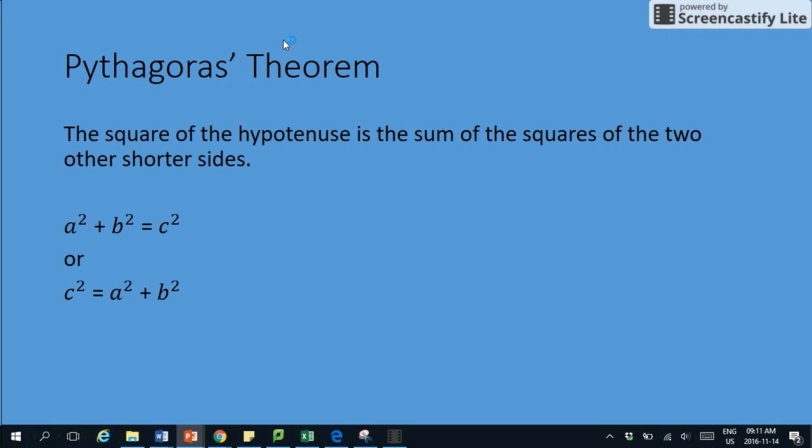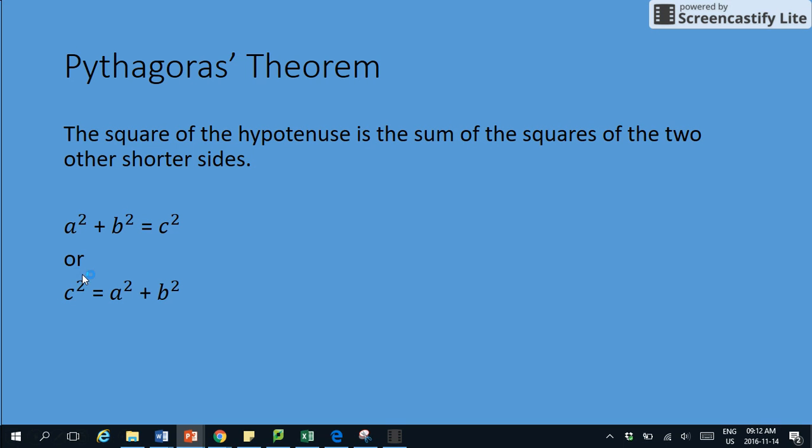Then we're going to move on to the Pythagoras Theorem. So the square of the hypotenuse is the sum of the square of the two other shorter sides. What does that mean? Okay, this is what it means. You know how you take 4 and you square it, which means it's 4 times 4, okay, 2 lots of 4. That's exactly what you do.